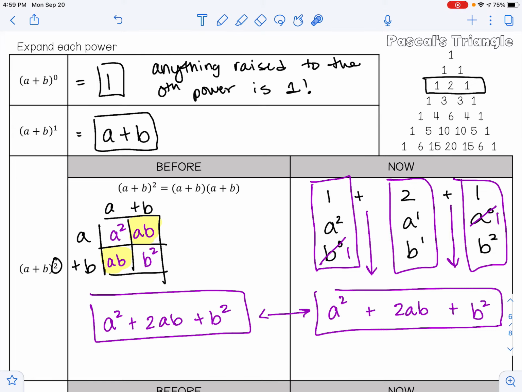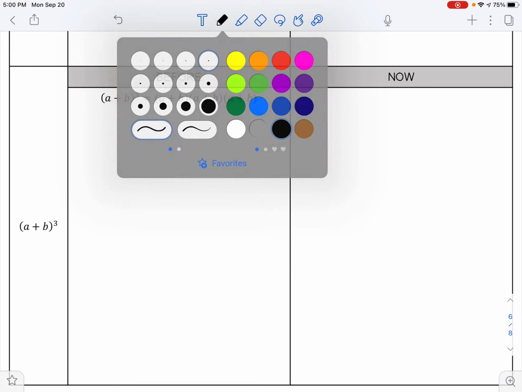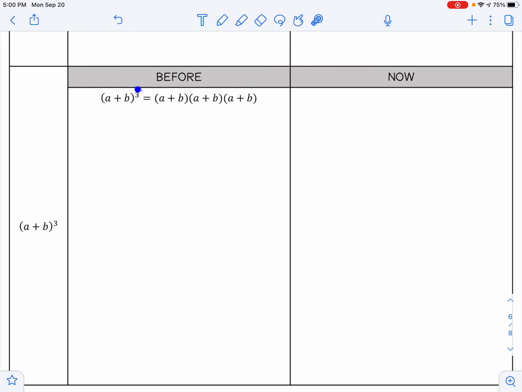Now, you might be thinking, well, this way was way faster than this way. Sure, maybe for the exponent of 2, multiplying it out is faster. But what if you had a higher exponent? For example, what if I had a plus b raised to the 3rd power? Well, before today, you would have said, okay, (a plus b) to the 3rd power means I have a plus b times a plus b times a plus b.